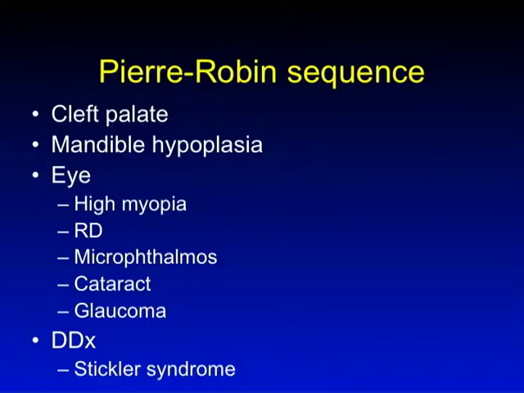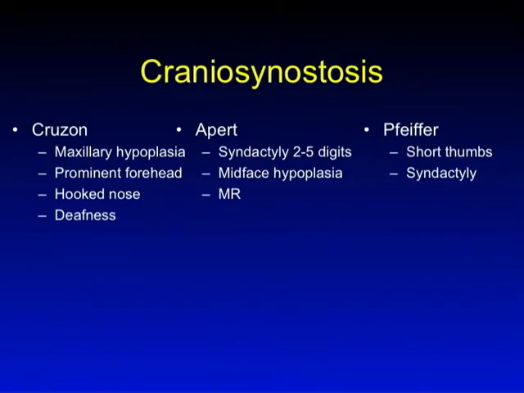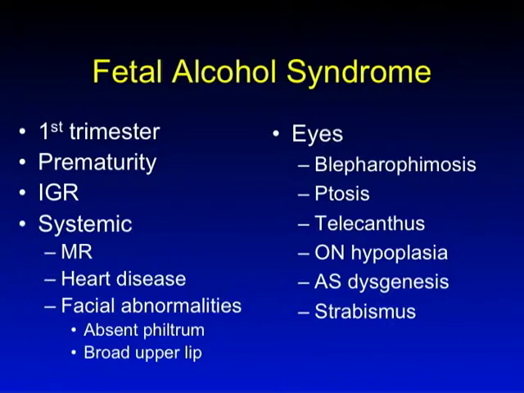Pierre Robin sequence. In these patients, the most important is high myopia, and the differential diagnosis is with Stickler. Patients with Stickler, because they have midface hypoplasia, can look like Pierre Robin patients, but they're very different from one another. Among the craniosynostoses, probably these are the most important ones. Crouzon patients have very shallow orbits with exposure. Apert syndrome, they have syndactyly. They can look like Crouzon, but they have syndactyly. And Pfeiffer, short thumbs.